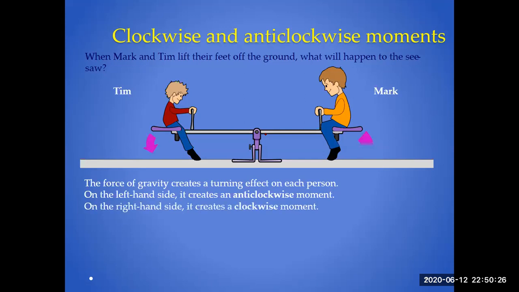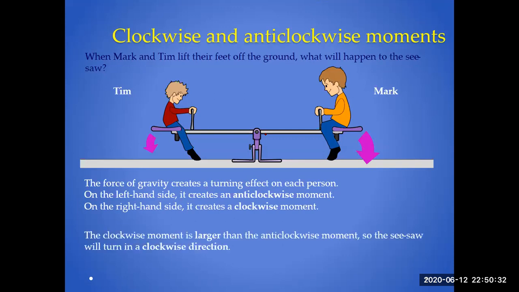So on the right hand side, look at the point of rotation. It creates a clockwise moment. So the clockwise moment is larger than the anti-clockwise moment. Why? Because he has more mass. More mass means more gravitational force will be acting. Gravitational force depends on mass. More mass, more force. So the seesaw will turn in the clockwise moment direction.